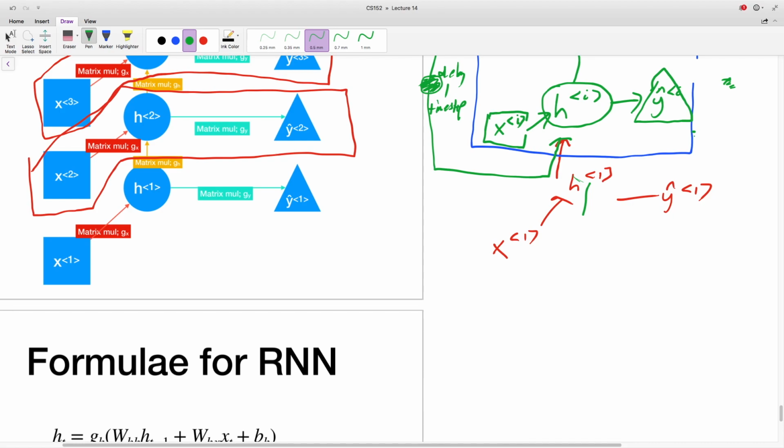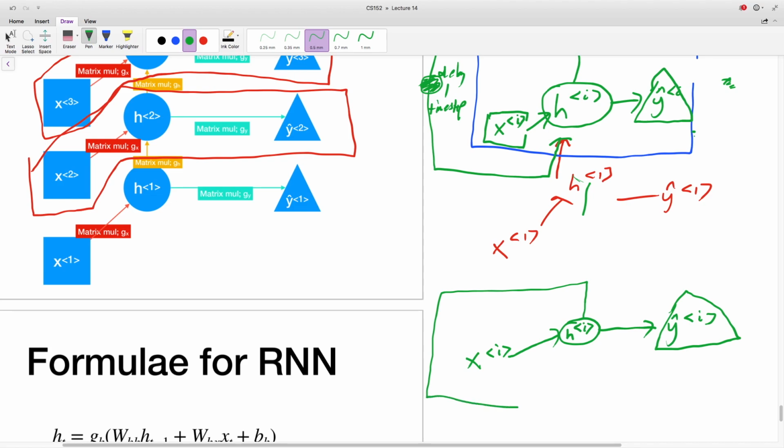So let's have h at i outputting to y hat at i, taking as input x_i, and then this getting fed in to here with a delay. This is missing something, though. What's it missing? Yeah, it's missing a base case.